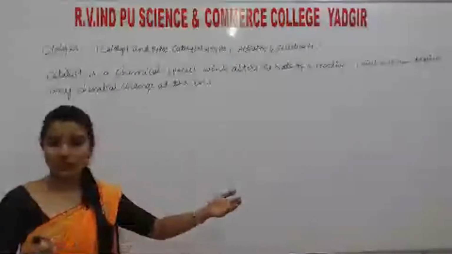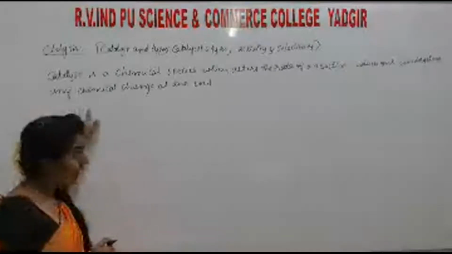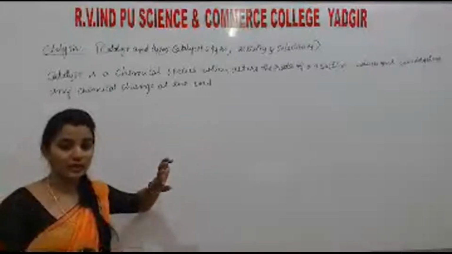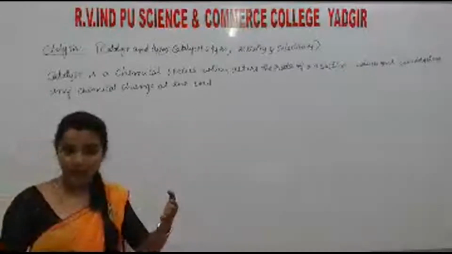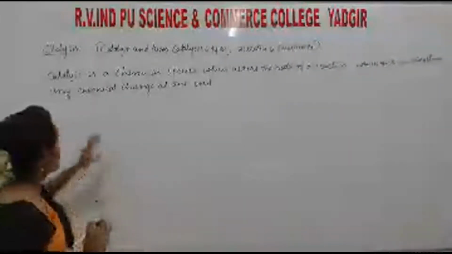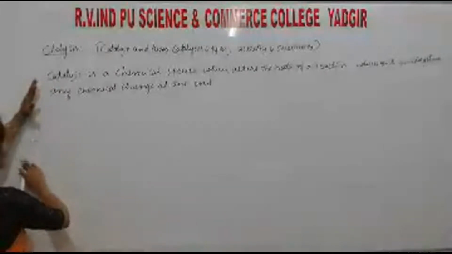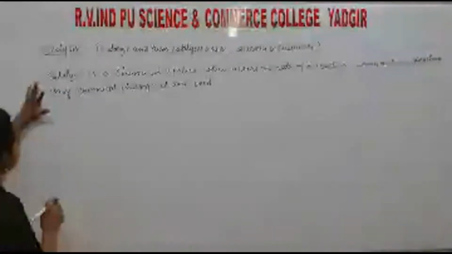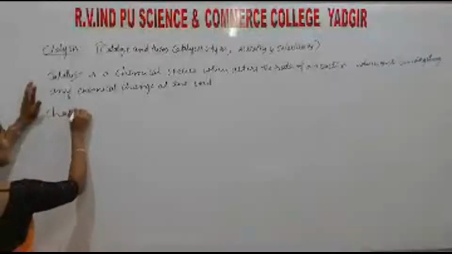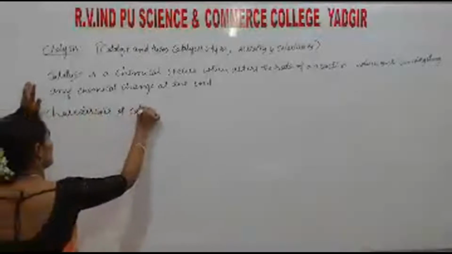Either it increases the rate of a reaction, and it is retained at the end of the reaction. Means the catalyst is regenerated. It only alters the rate of the reaction, but it is not involved in the chemical reaction. Okay. So in this catalyst, two types are there. Before going with that, I will explain the characteristics of the catalyst. Later I will explain types.